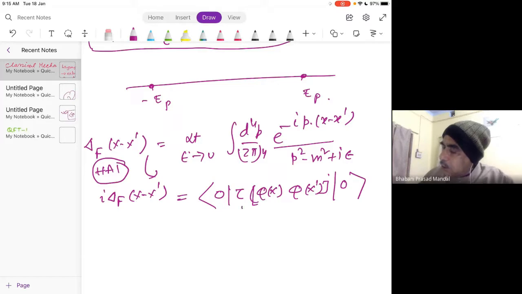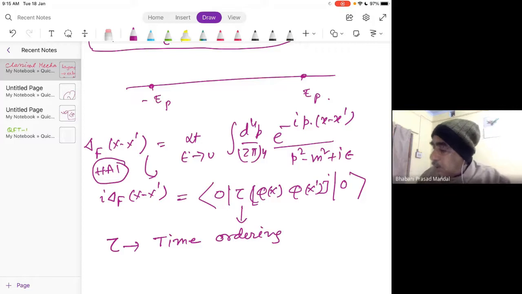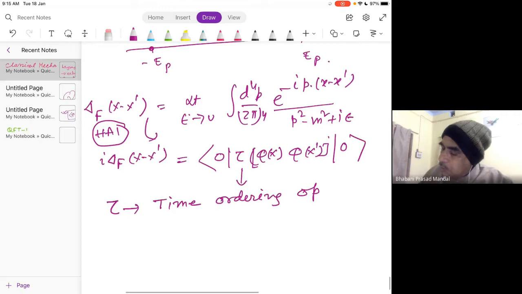Here I use a tau. This is called the time ordering operator. You have known the time reversal operator; now this is a time ordering operator. For the first time, probably, you are hearing this name. So what is the meaning? It is very simple. It orders the time: which is the initial time and which is the final time.